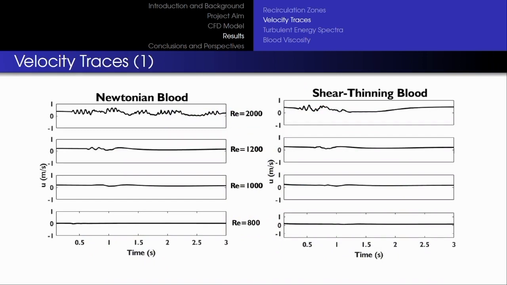To assess transitional turbulence, we monitor the velocity downstream of the step, and we monitor the instantaneous velocity fluctuations. At Reynolds numbers of around 800 and 1,000, we have little to no instabilities, but as we reach 1,200 to 2,000, we can see small fluctuations. And I think the most obvious thing is when we look at the Reynolds number of 2,000, we can see this intermittent fluctuation in the Newtonian model compared to the shear thinning model.